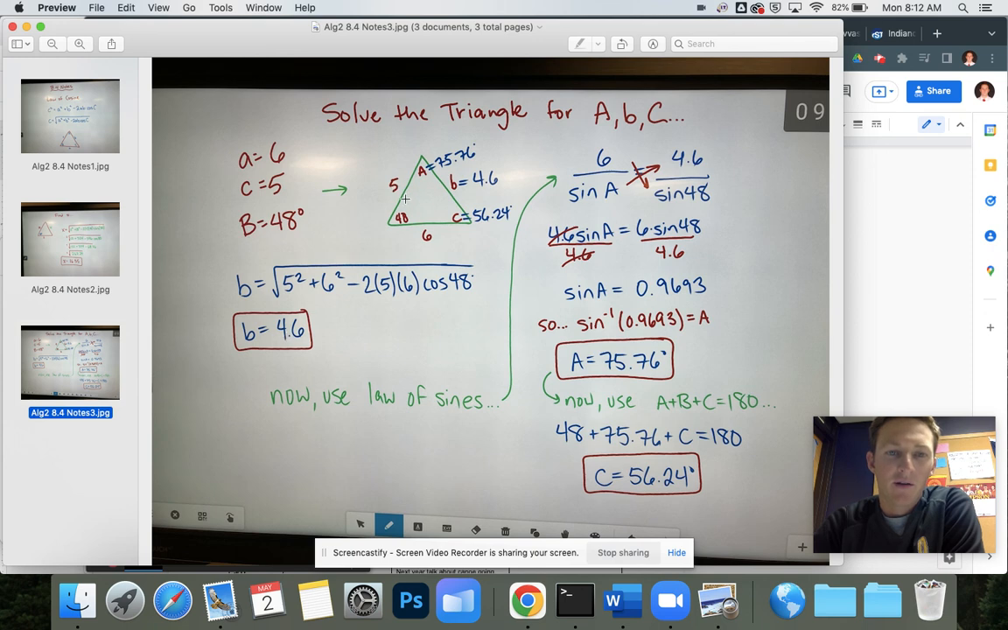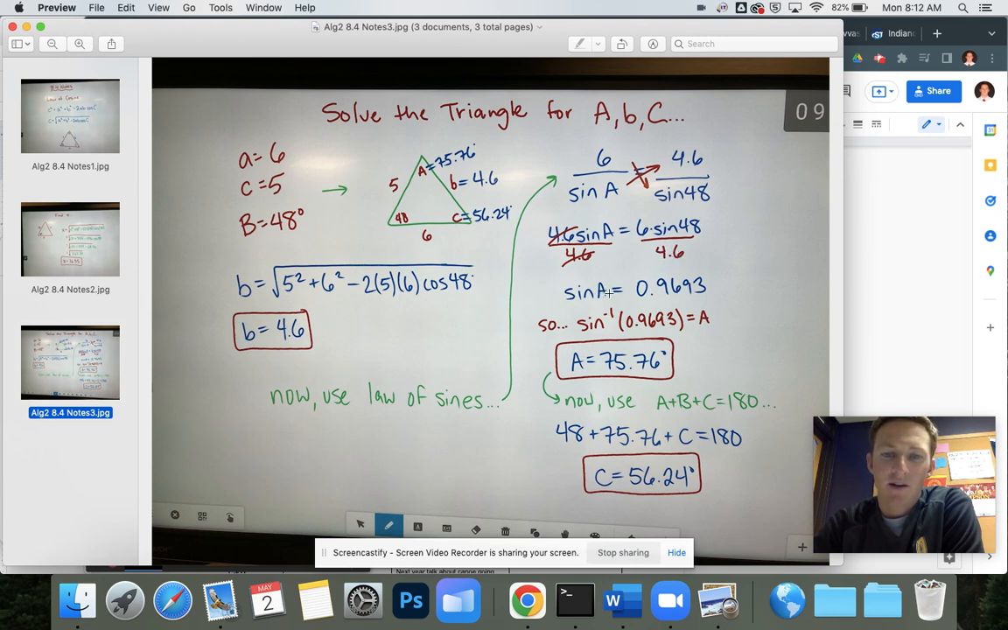Well, now we know all three sides and we know an angle. So we can use what we just learned yesterday with those ratios. So using, I believe it's the law of sines, we have sides opposite of each angle. So we know that this side right here is 6 and opposite is angle A. So it'd be 6 over sine A has to be equivalent to 4.6 over sine of 48. We're just going to cross multiply right here. So 6 times sine of 48 equals 4.6 times sine of A. We're going to try to get the sine of A by itself. So we divide by 4.6 on both sides.